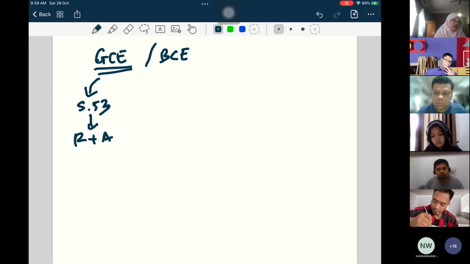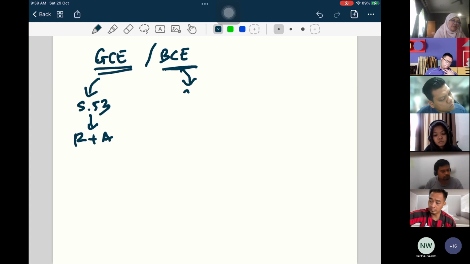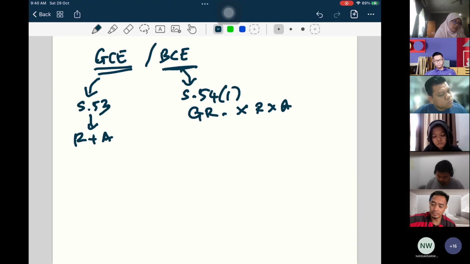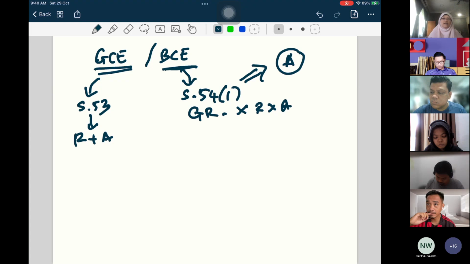Now, when you deal with bad character evidence, tadi kita dah tengok bad character evidence under section 54 subsection 1, ada general rule, iaitu tak relevant, tak admissible. So it means that you cannot bring in bad character evidence. I cakap kat you tadi, bad character evidence siapa yang you protect di bawah section 54? Accused person. So you're talking about this provision is protecting the accused person punya bad character.